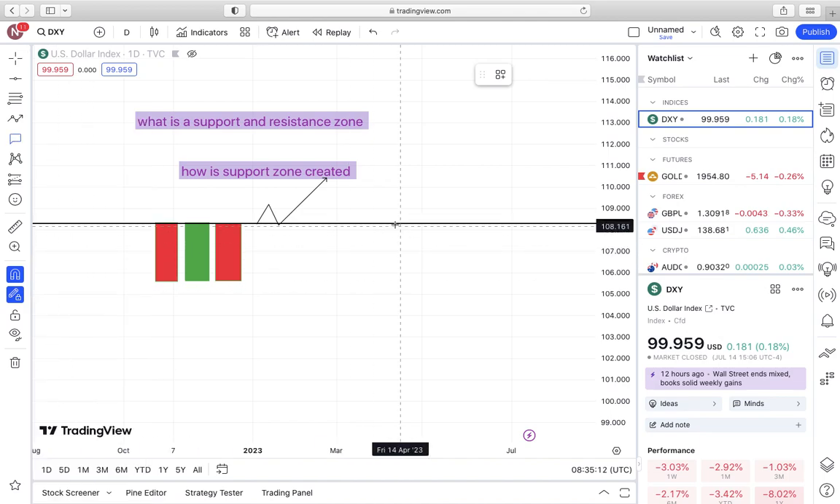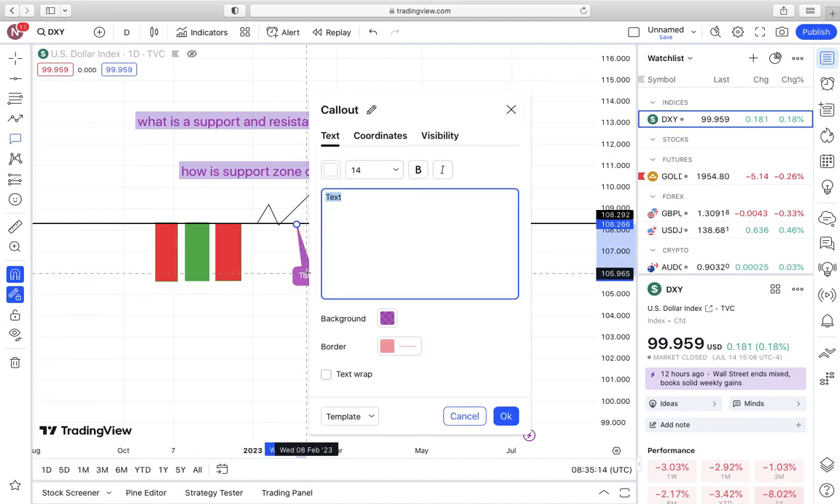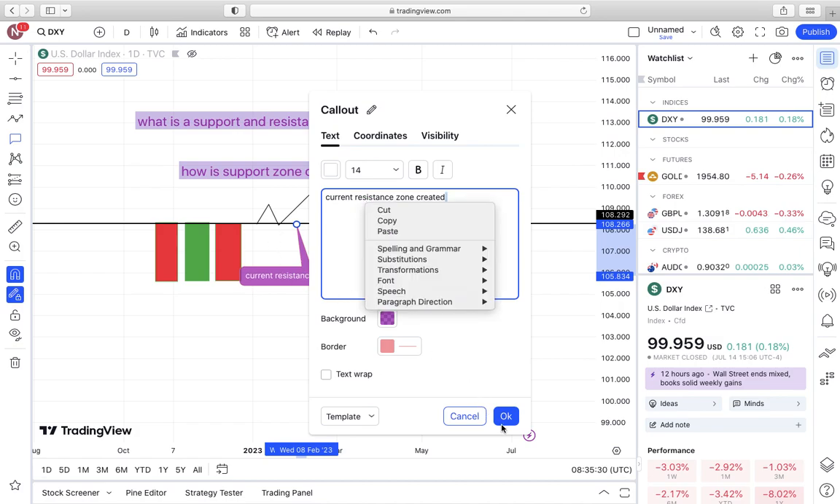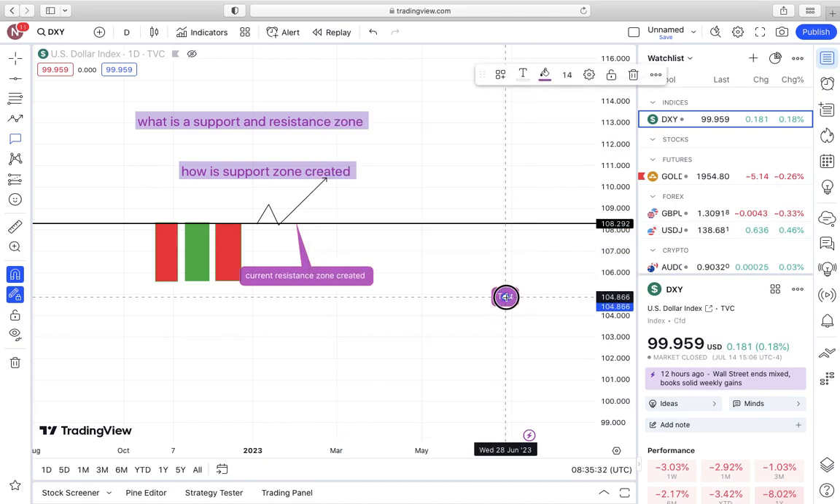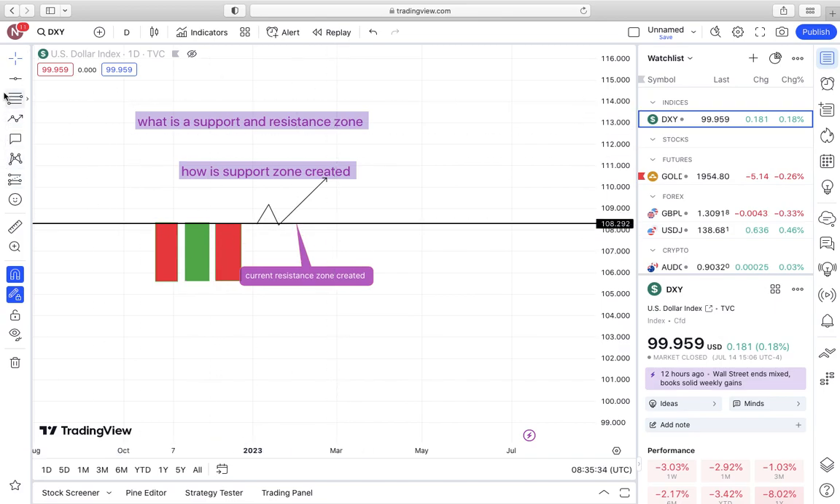When a support zone is violated, we always have what we call a current resistance zone created, which means when a support zone is created, let me say this support zone had already been created here.